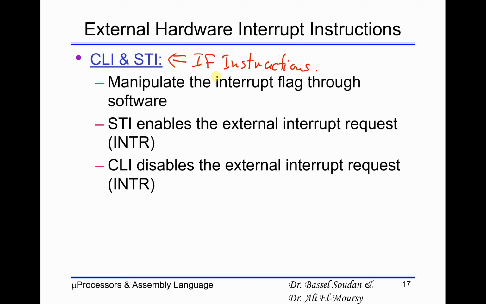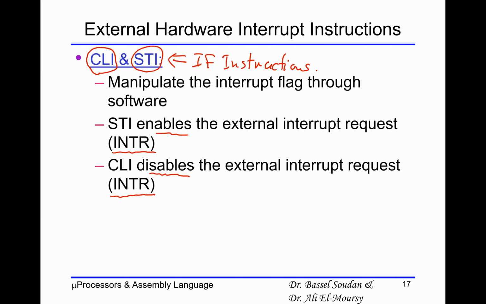That means if you don't want the microprocessor to respond to the external interrupts, you can just use the clear instruction, CLI, to clear the IF flag. That means the microprocessor will never respond to the external interrupts. If you want to return the flag back to its normal operation, you can do so through the set interrupt instruction. Clear and set, those two instructions, are used to enable and disable the external interrupts from the pin INTR.